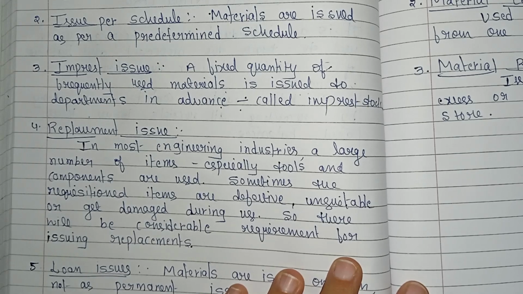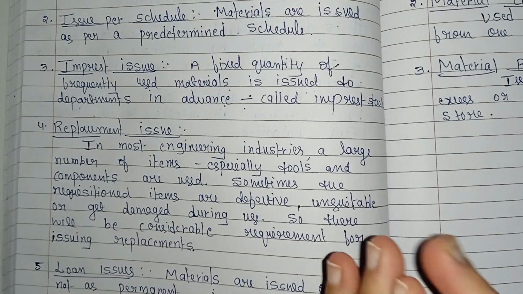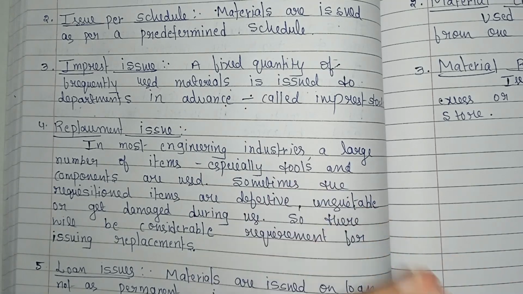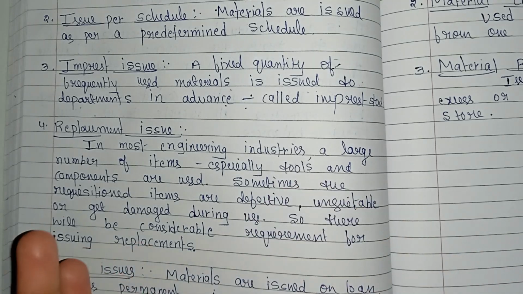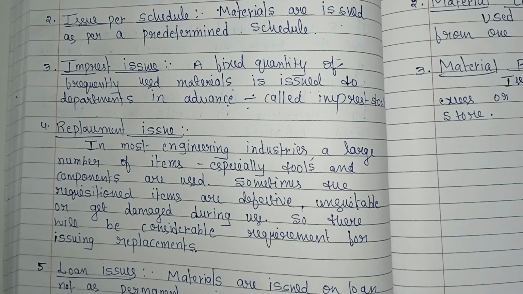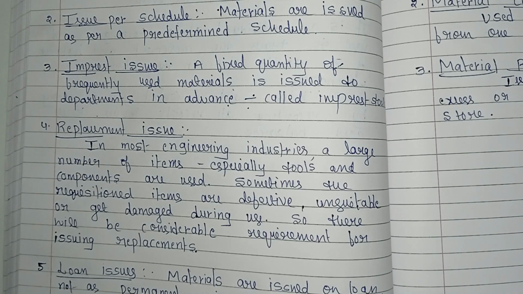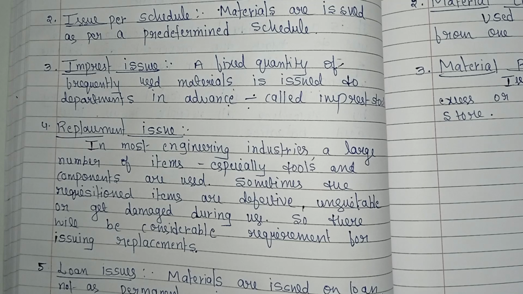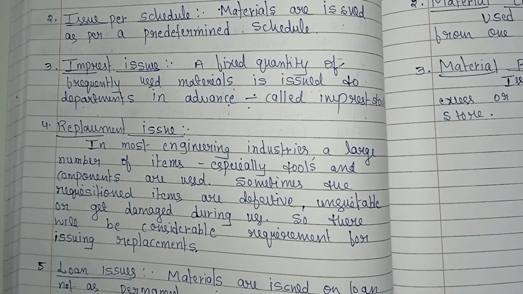It means that when a department receives materials that are defective, broken or not fit for use, they may request a replacement. At that time, the department needs to return the original item, and a new one is issued in its place, without raising a fresh requisition.